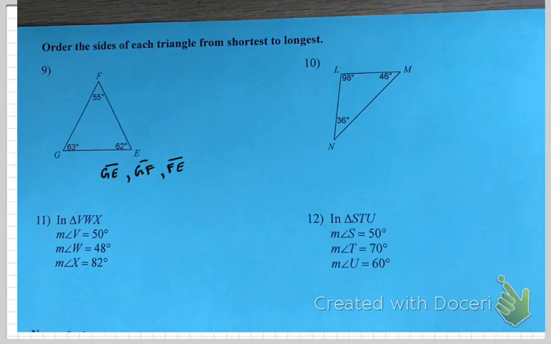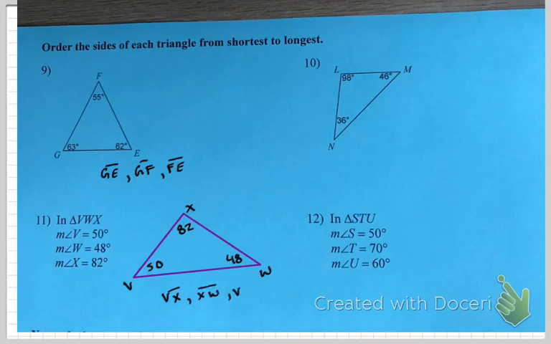One more time, go ahead and draw your triangle. VWX. Then V is 50, W is 48, X is 82. Based off that, smallest would be opposite angle W, so that'd be VX, followed by angle 50, which is XW, and then our longest side is VW, because it's opposite the 82-degree angle.